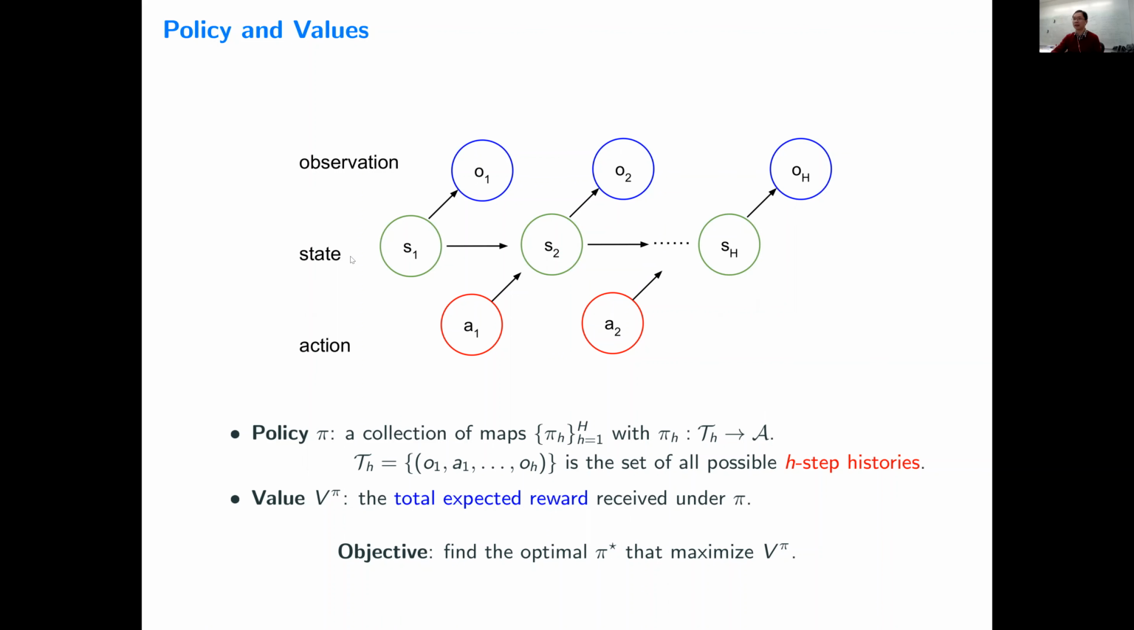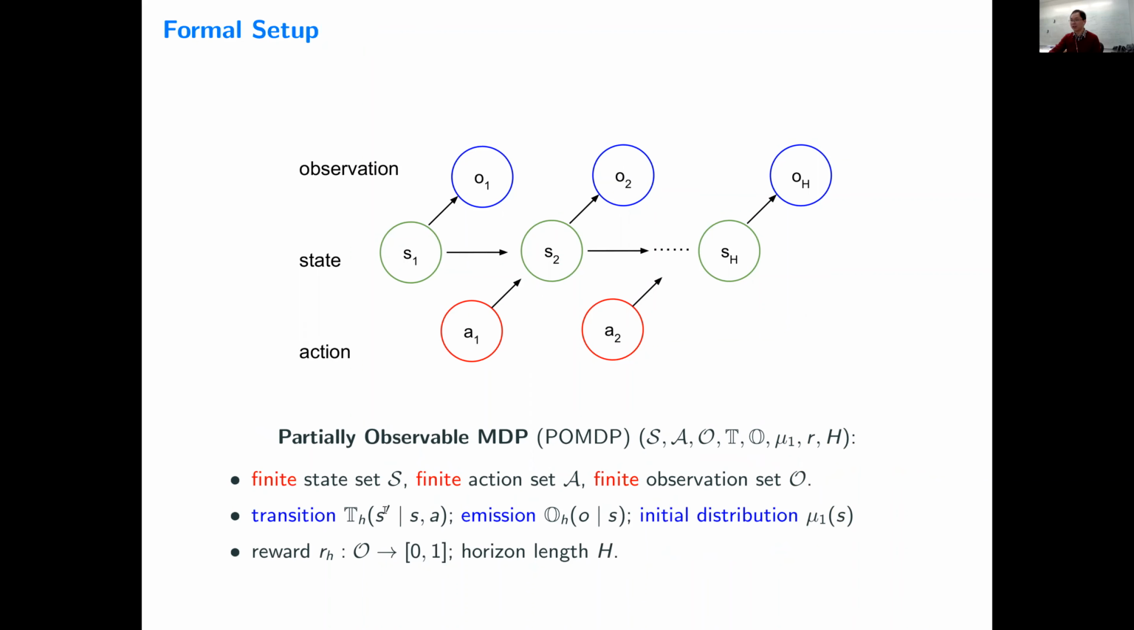A quick clarification question. Does this value V pi depend on the initial value? Is it a vector or a scalar? It's just a single value. We assume we have an initial distribution over states, so it's an expectation over the initial states. Yes. Thanks. That's a very good question.